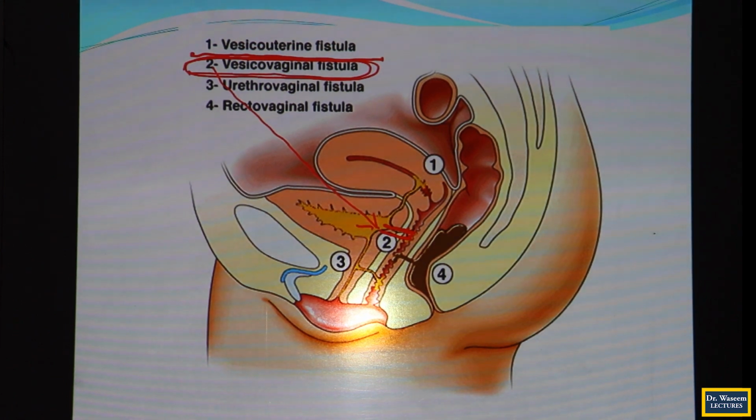Sometimes, rarely though, the uterus can also communicate with the superior surface of the urinary bladder. This communication can develop due to inflammation. This is called the vesico-uterine fistula. Not that common, but it occurs.